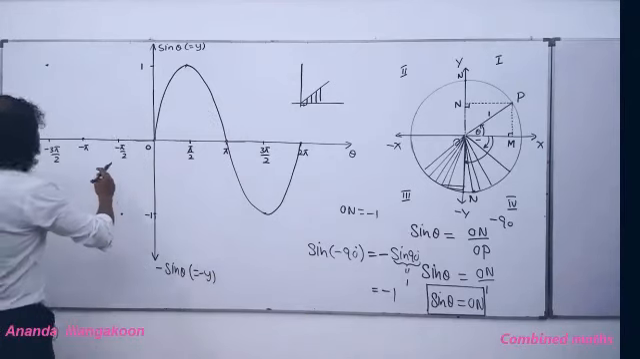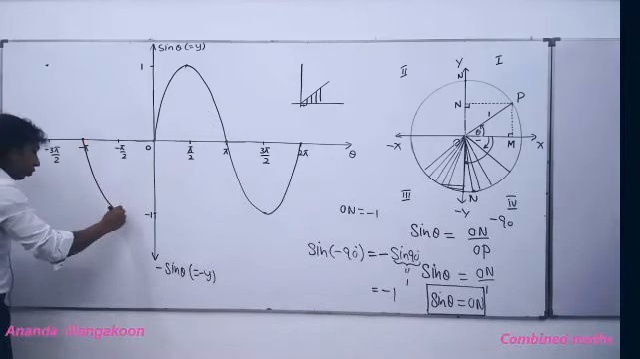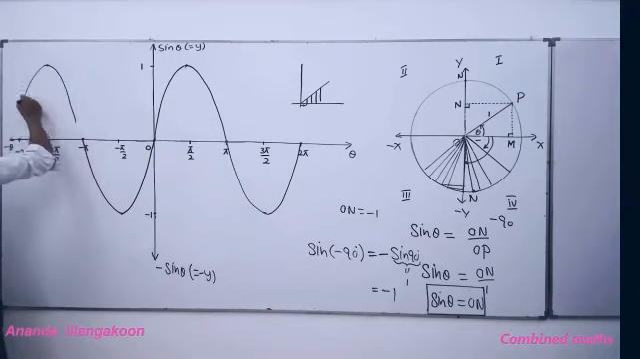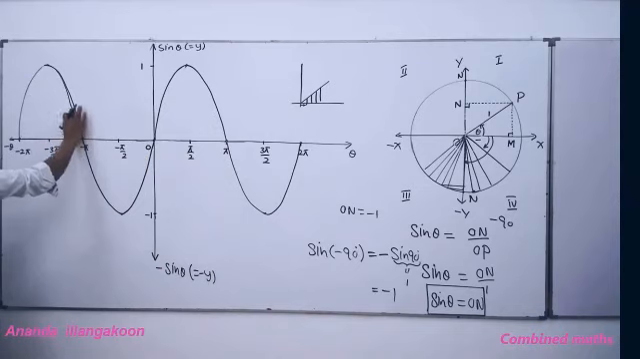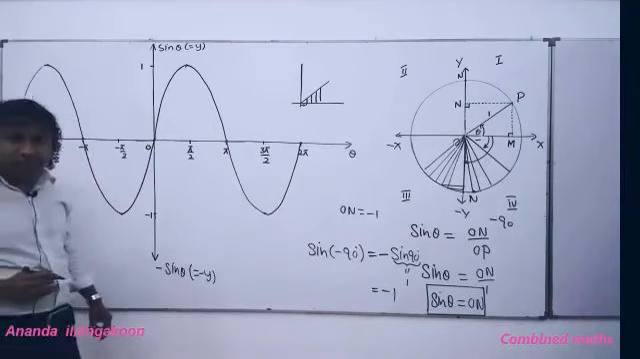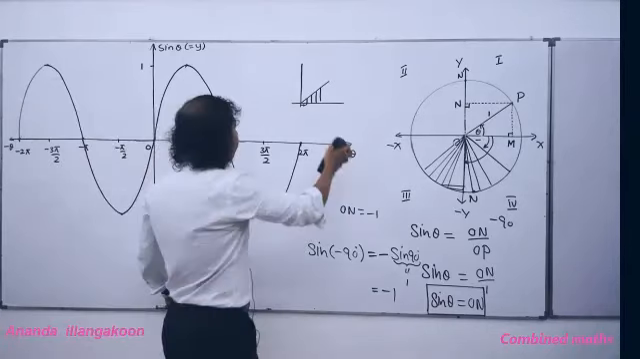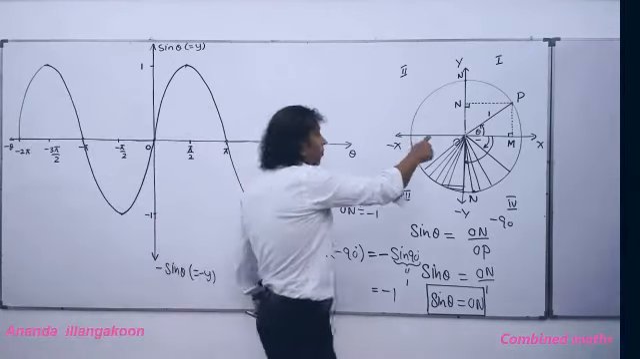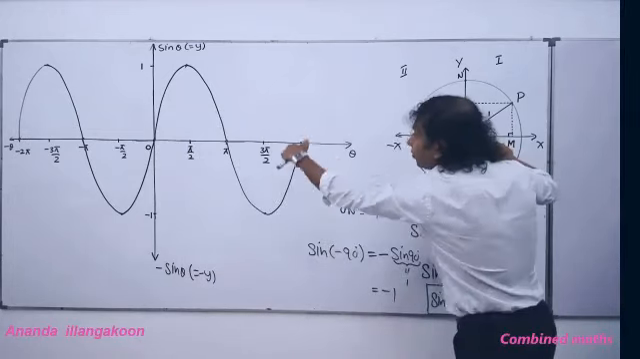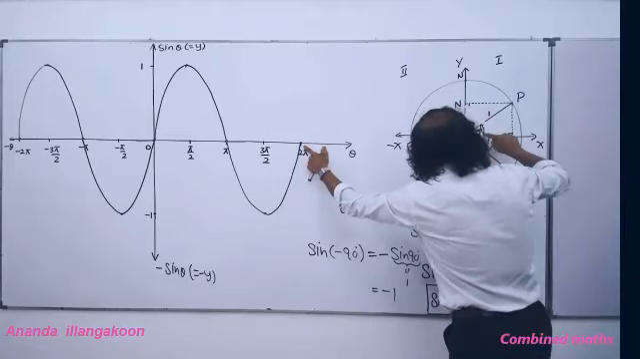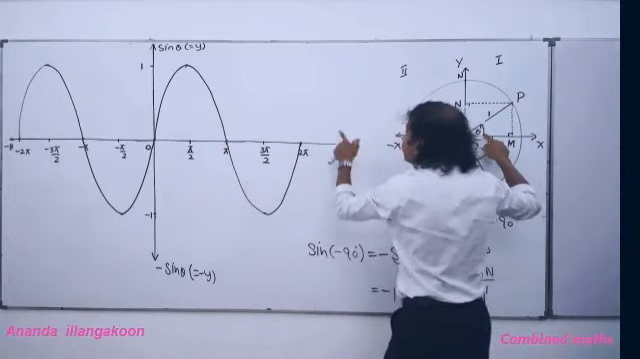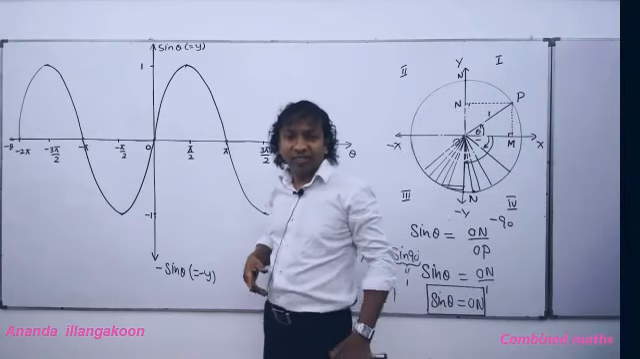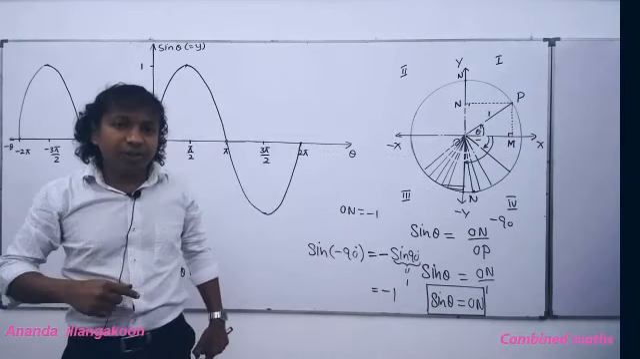Understand? To the negative side, people, again, we can see the graph should be like this. So therefore, this is the graph of sine theta, from 0 to 2 pi. That means completion of this OP, the first round. That is the behavior. And thereafter, if the second round begins, again the same graph will begin from here. After every 360 angle, people, the same graph will repeat.